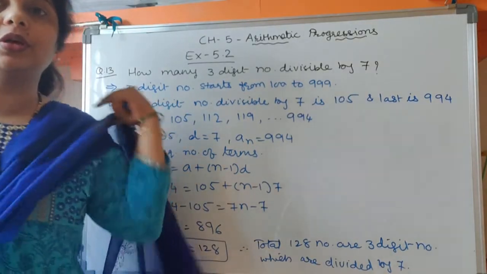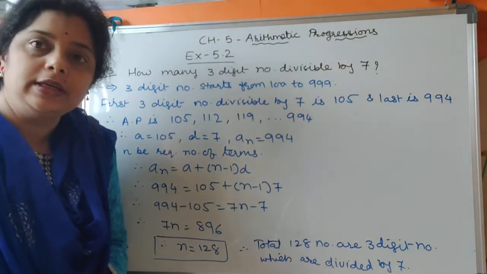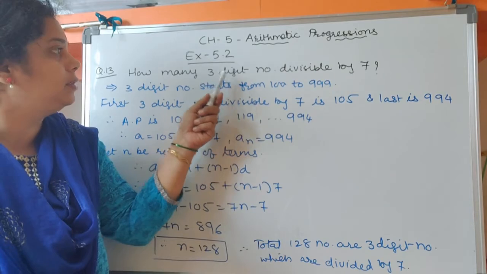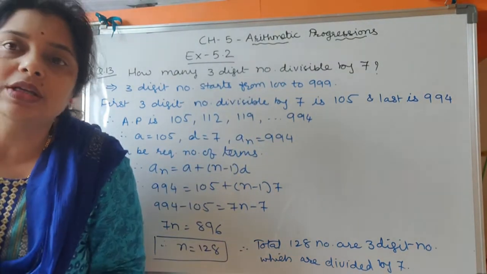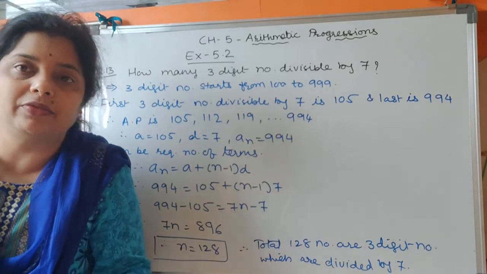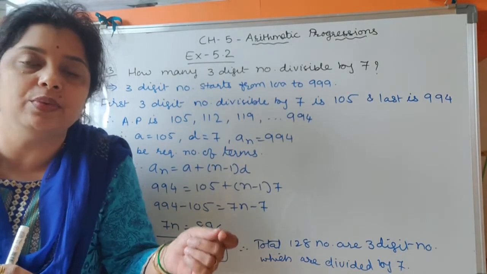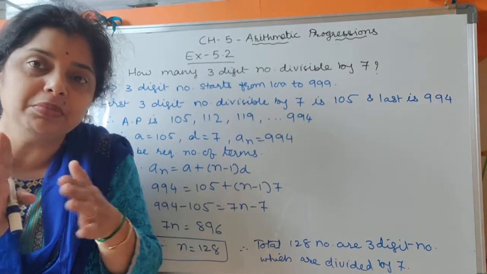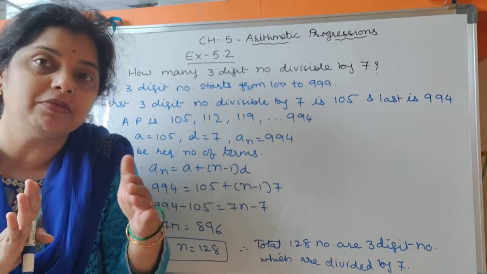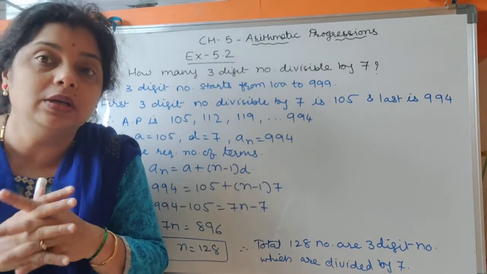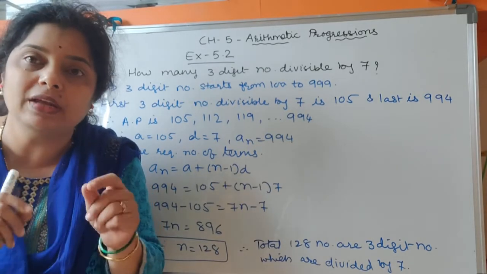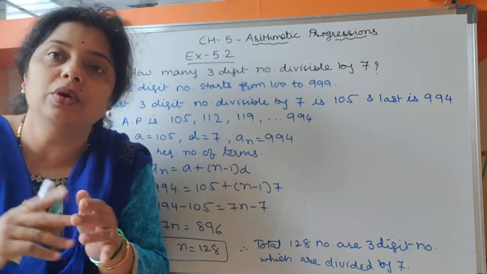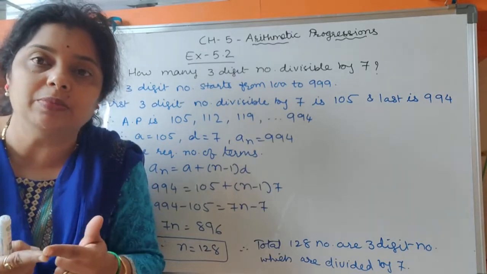Now let's move to question number 13. Here it is given: how many 3-digit numbers are divisible by 7? As we know, 3-digit numbers start from 100 and end with 999. So in between 100 and 999 we have to find out the 3-digit numbers which are divisible by 7. So whenever such a question is asked, you have to find out the multiples of 7.